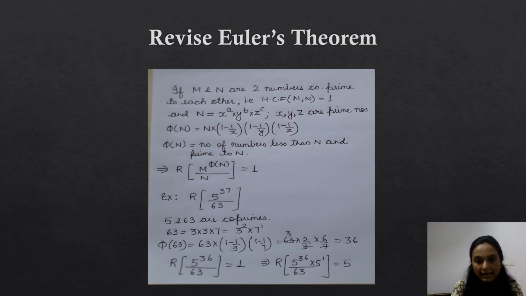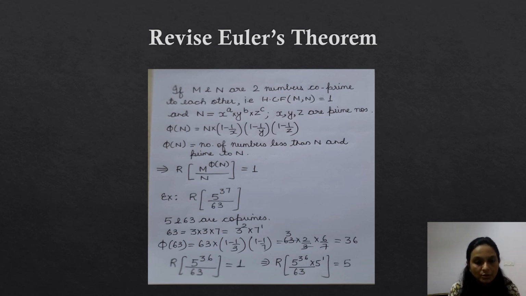Let's say your number n, you are writing it as x power a into y power b into z power c, where your bases x, y, z are prime numbers. So your phi of n, which is the number of numbers less than n and prime to n, what is the formula? n into 1 minus 1 by x into 1 minus 1 by y into 1 minus 1 by z. Make sure the bases x, y, z are prime numbers. So Euler's theorem, going by that, your remainder of m to the power phi of n when divided by n would be 1.